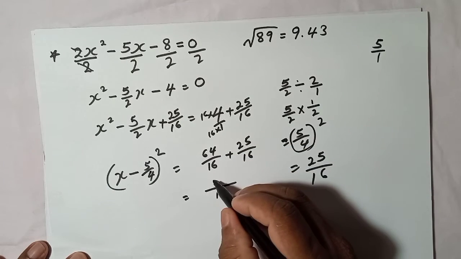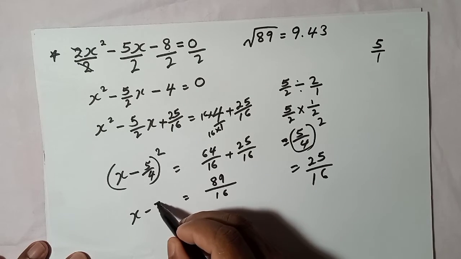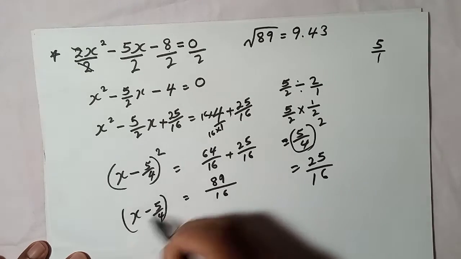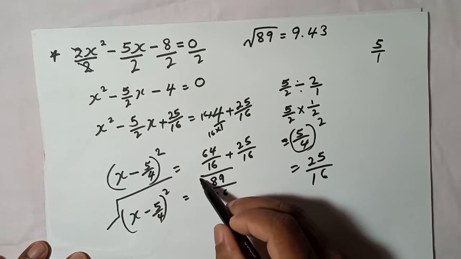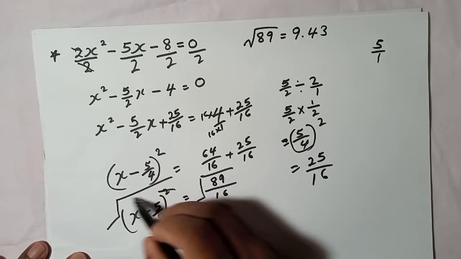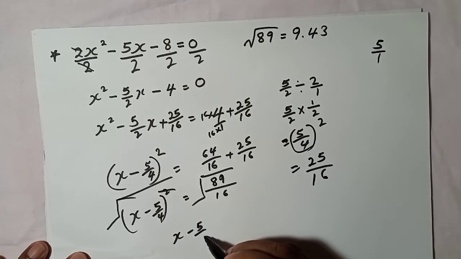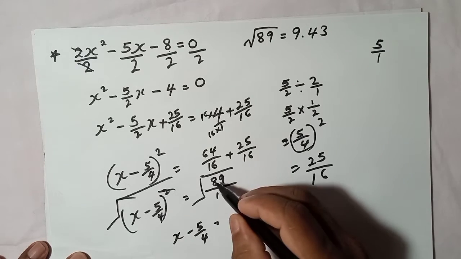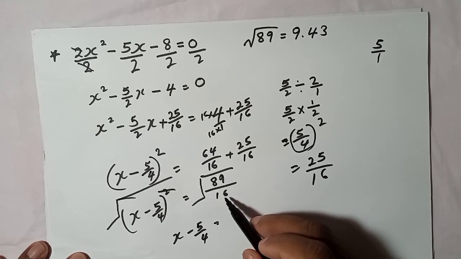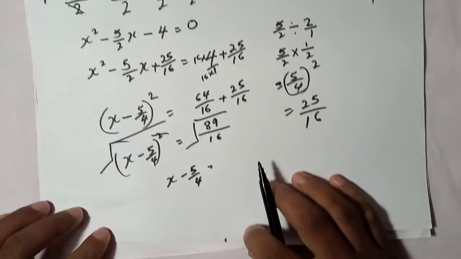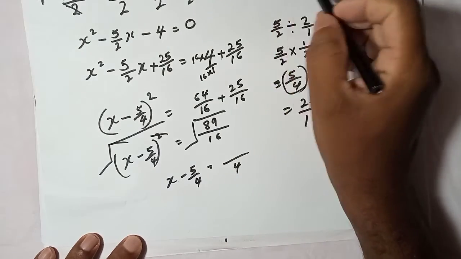64 plus 25 means 89, right? Now what we should do: here is a square, so we put the square root here and square root here, so then square and square root cancel. Here you will have x minus 5 over 4, and here, 16 square root, you know how to get. How? 16 square root means 4.